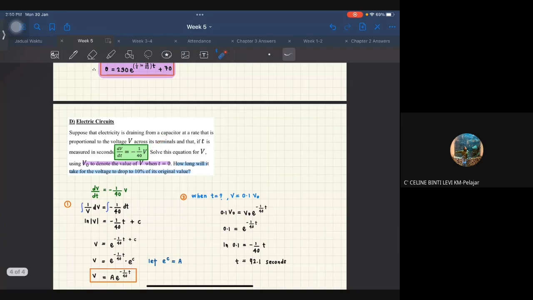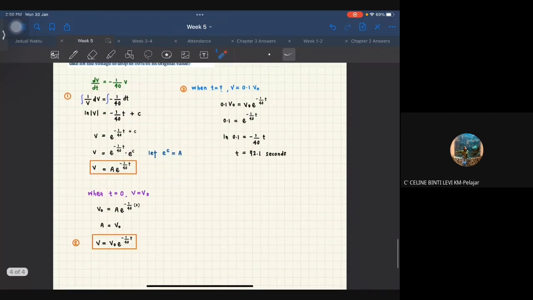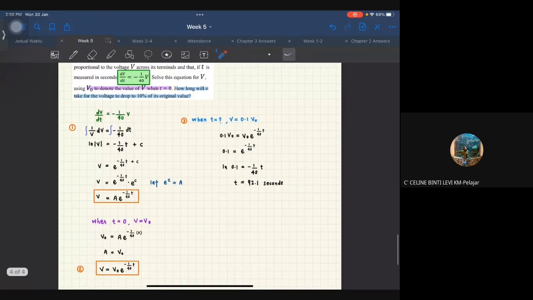Okay, so step dia still sama juga. Sampai habis step dia sentiasa sama. Okay, so sekarang dah pukul 2.50.